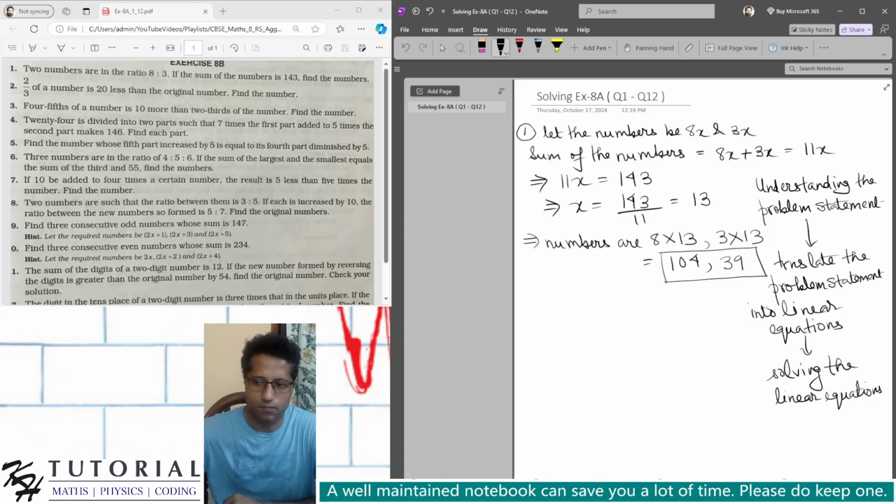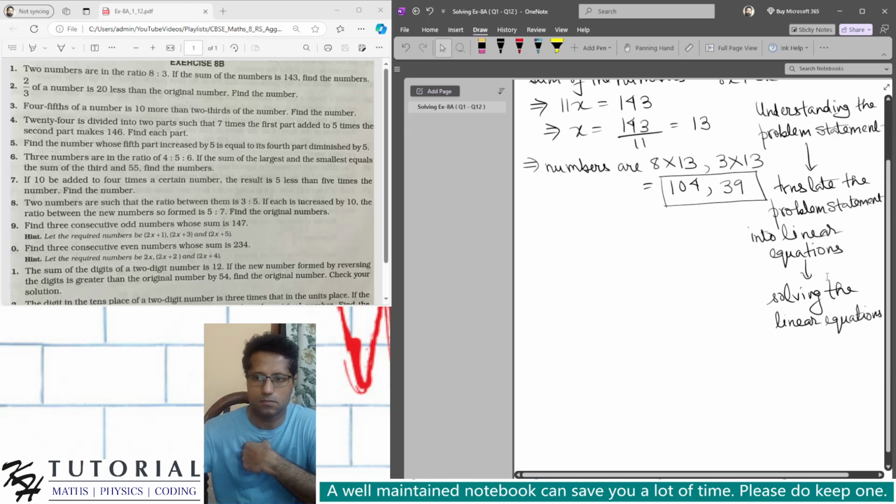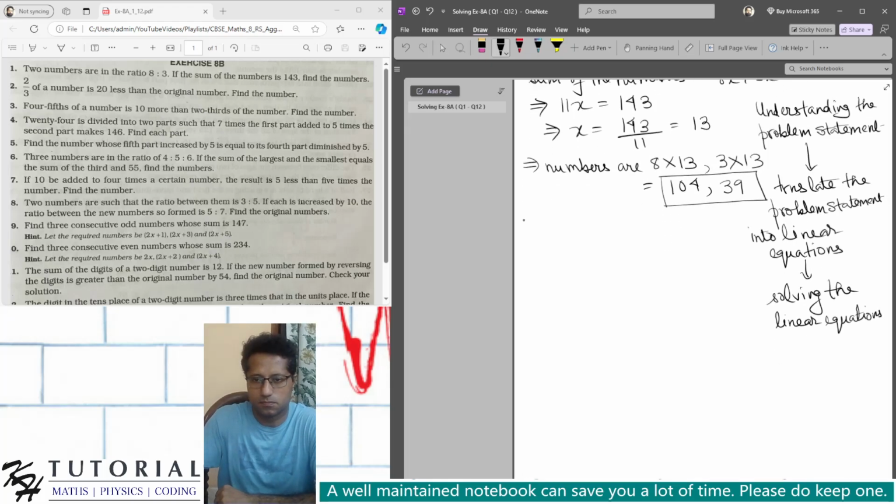While I am solving the problem, you can take a screenshot of the solution if you think it will help you. Let's do problem number 2.